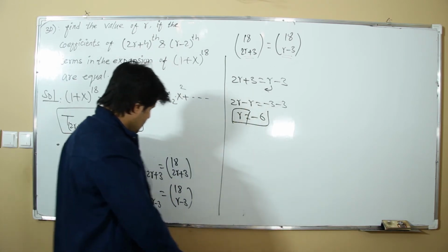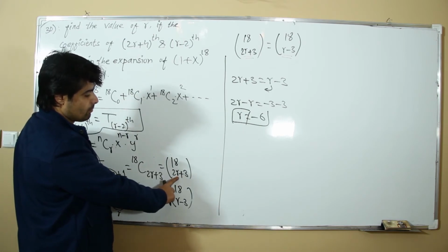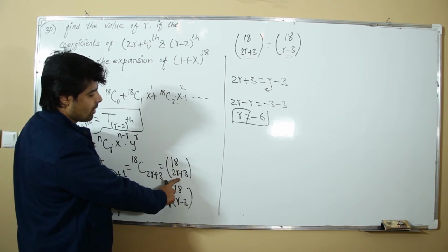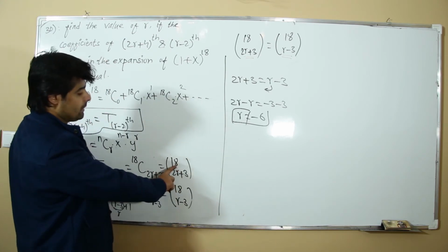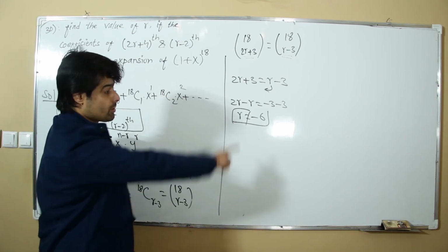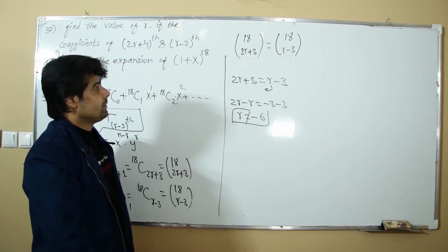Why? Because if you put minus 6 here, 2 times minus 6 is minus 12. Minus 12 with this one, it's minus 9. 18 c minus 9, it is not correct. Why? In combination, n and r terms should be positive integers, not negative. Now, what do you think?